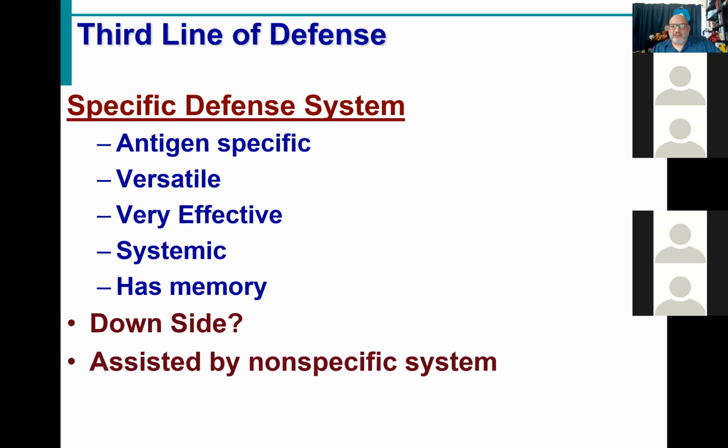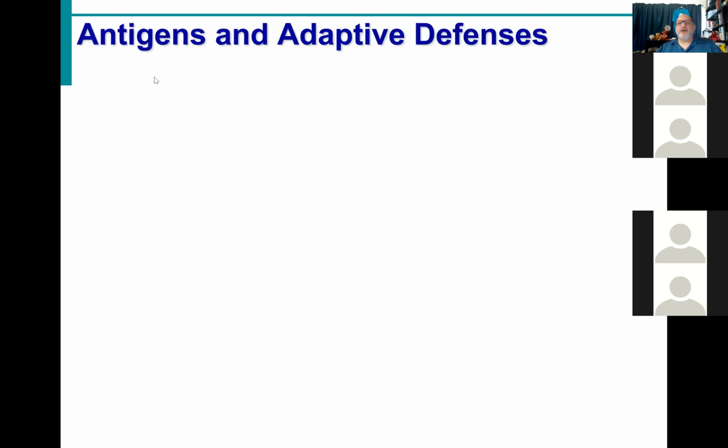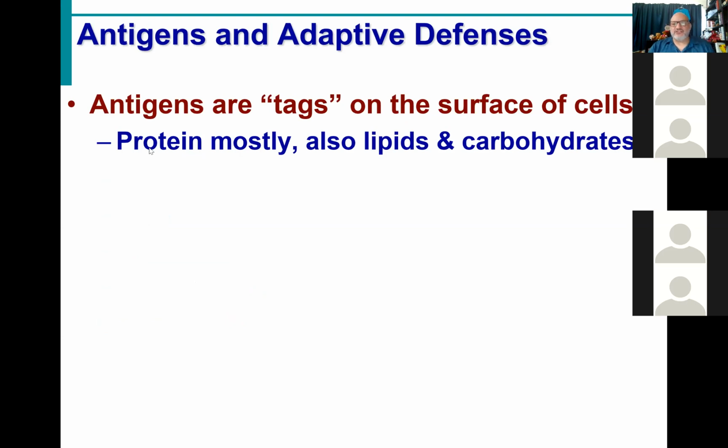Right. And again, one of the things that we talked about is we're talking about these systems independently, but remember, they really don't work independently. They all work together to provide that defense at the same time, and they often help each other and enhance each other. All right, again, this specific defense is because of antigens. This is a concept that we have already talked about. We talked about it starting back when we were talking about blood types.